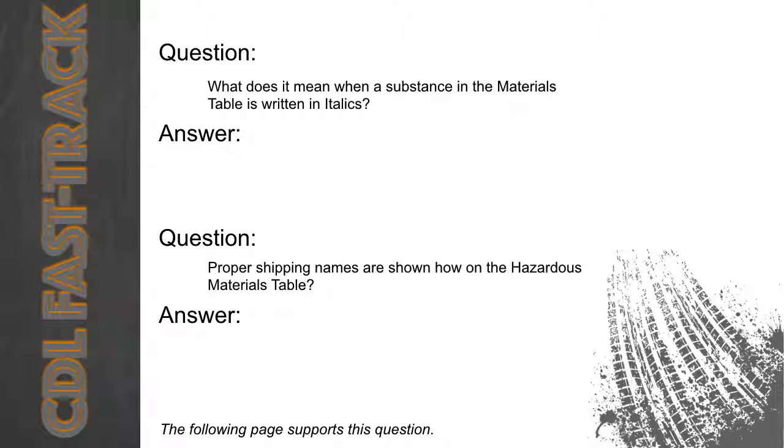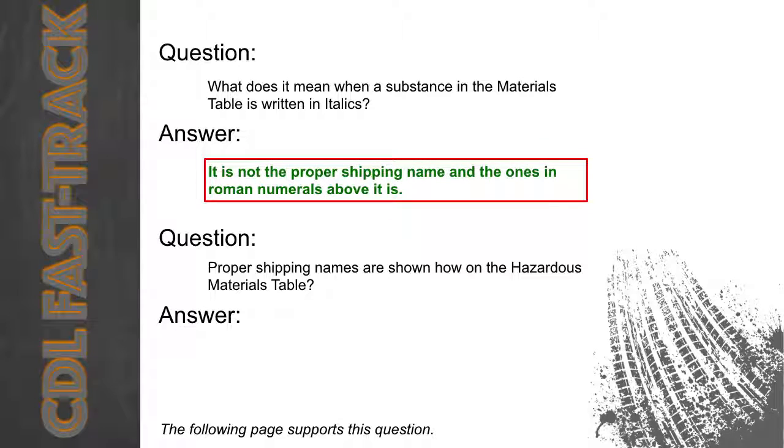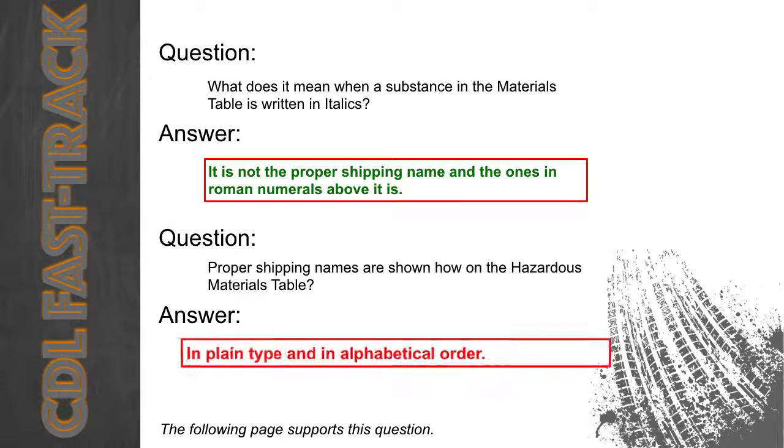What does it mean when a substance in the materials table is written in italics? Proper shipping names are shown how on the hazardous materials table?